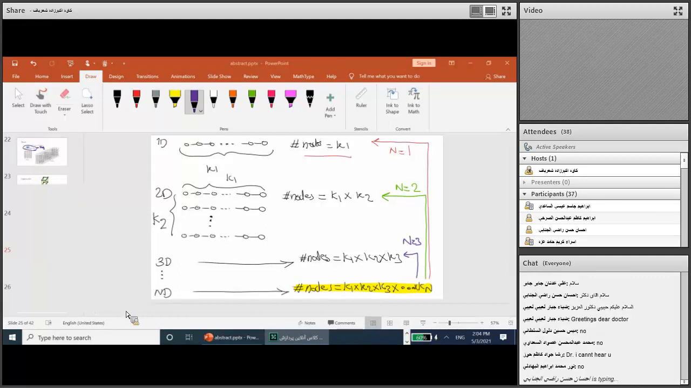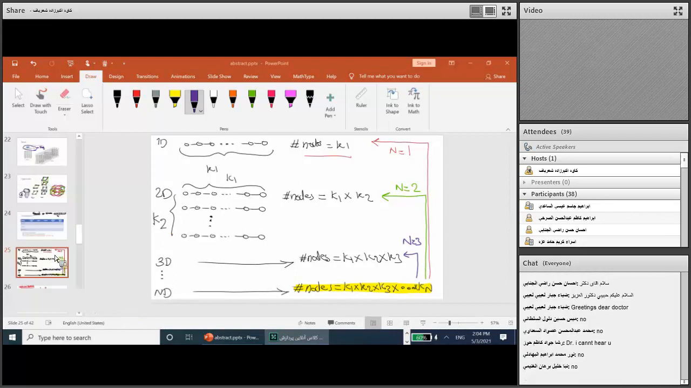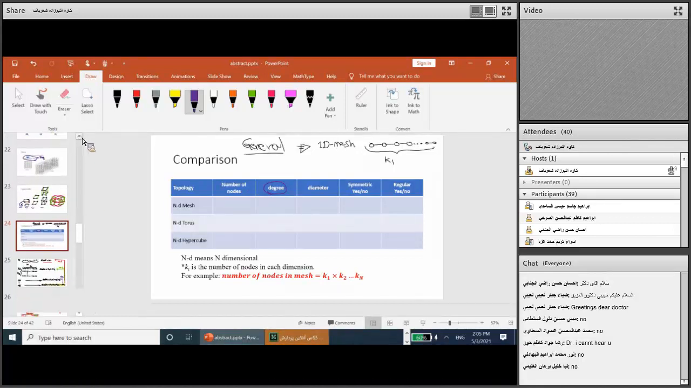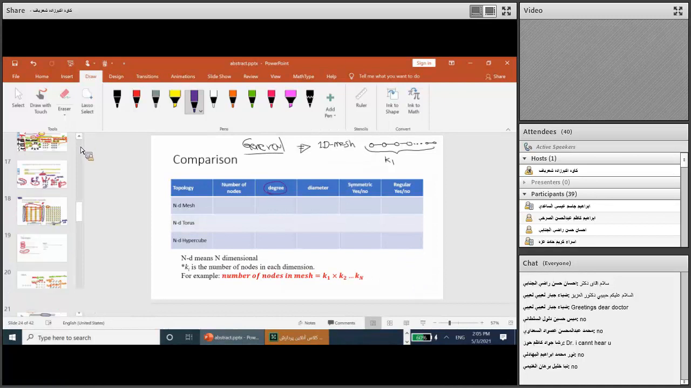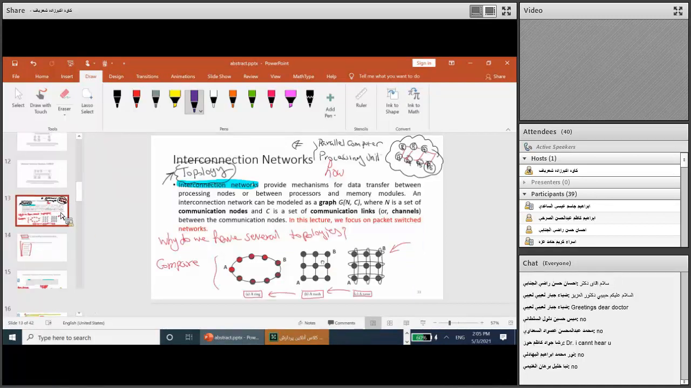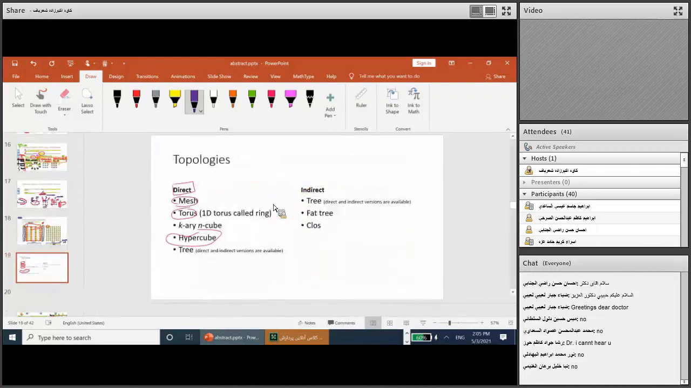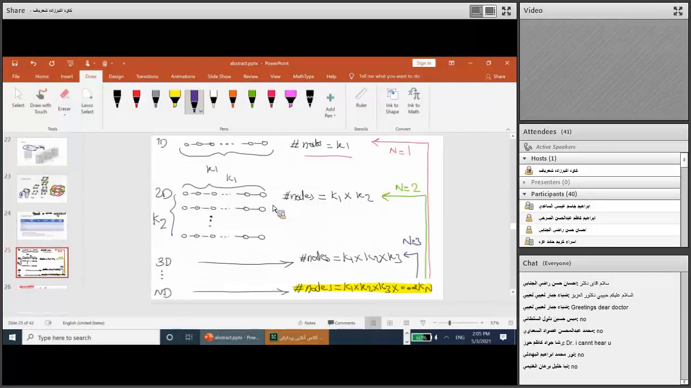Okay. And what about the degree? What is the definition of degree? Now we want to talk about the degree. What was its definition? The number of links at each node, the number of links connected to each node.